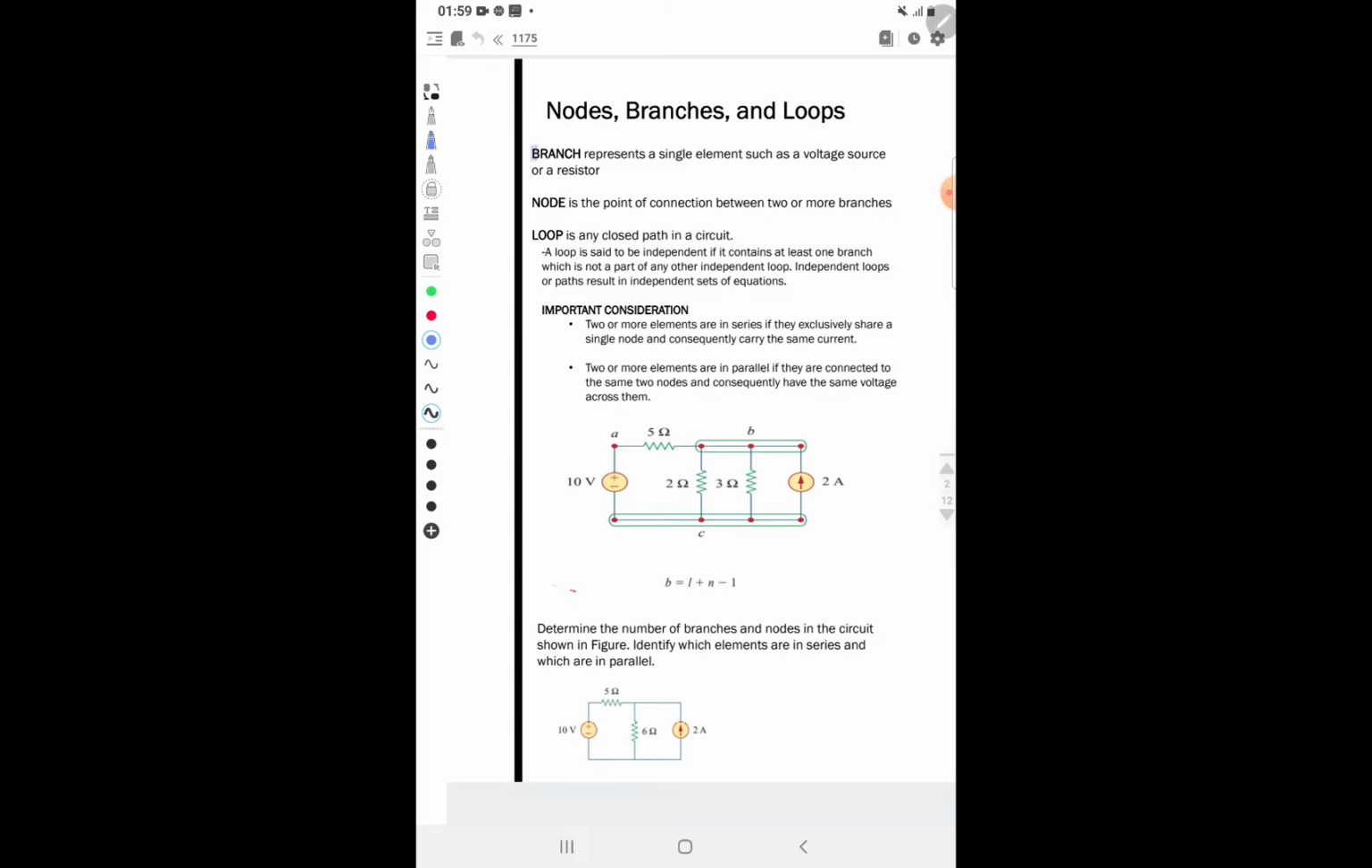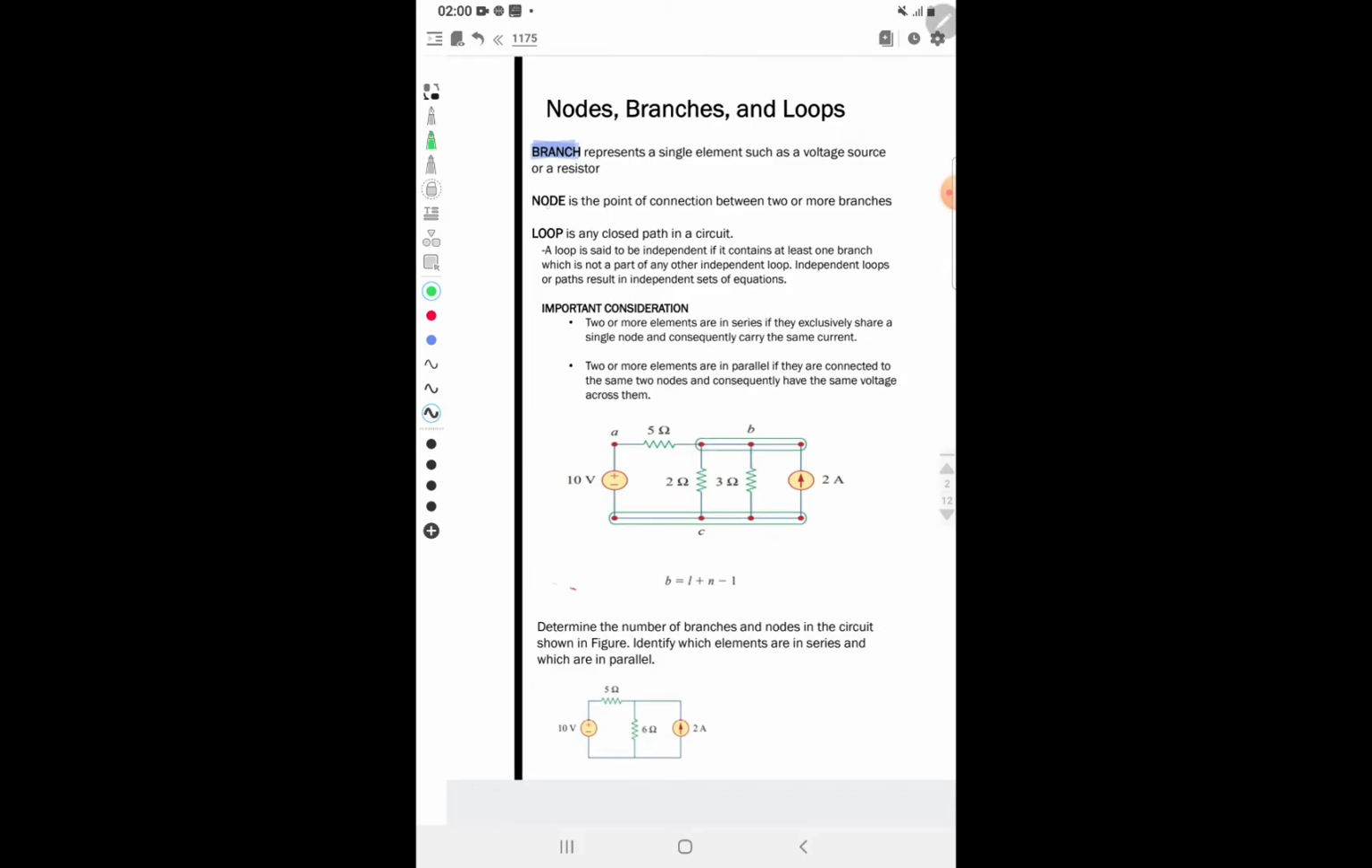So what is a branch? Probably the branch contains every element in the circuit, whether it is a passive element or an active element. A node is of course the point of connection between two or more branches, meaning in an electrical system there are always two nodes. Okay? Loop. A loop is any closed path in a circuit.